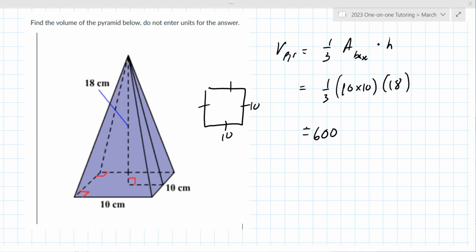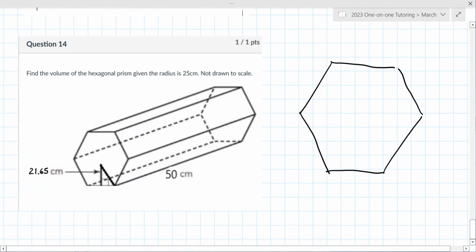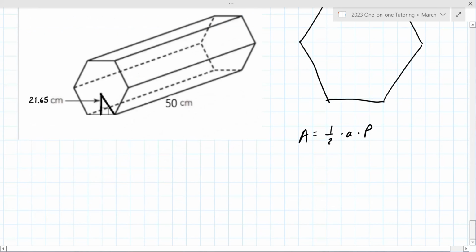All right, 14. Do you have to show work for 14? Is that why we're doing it again? Yeah. Okay, got it. Find the volume of the hexagonal prism. The hexagon is our focus here. We need to find the area of the hexagon and then multiply it by 50. The area is 1/2 times the apothem times the perimeter. They're just giving you this number right here. And there's a reason why.